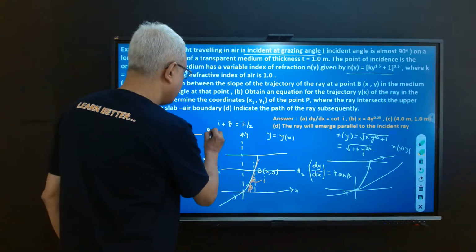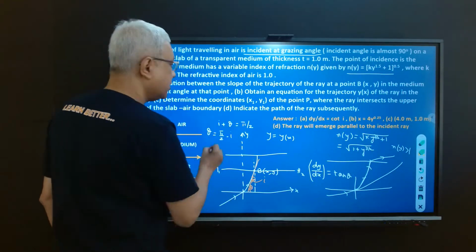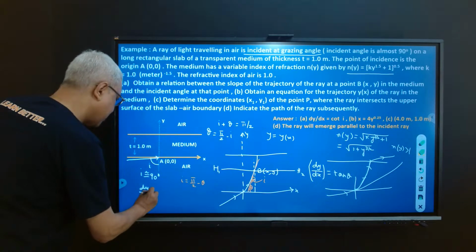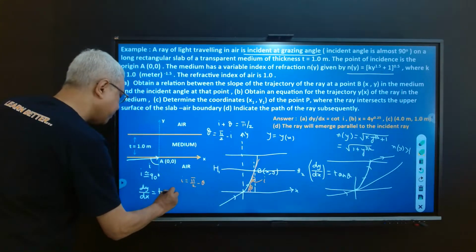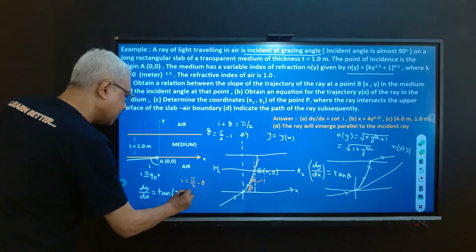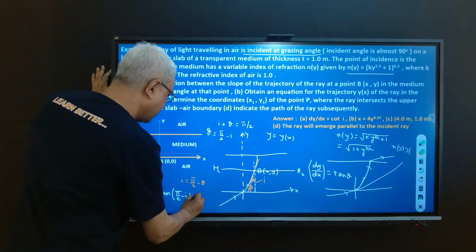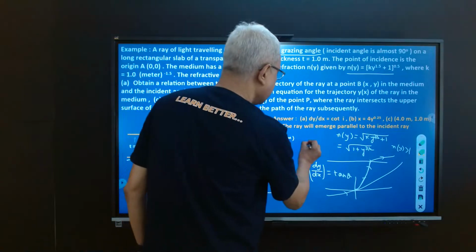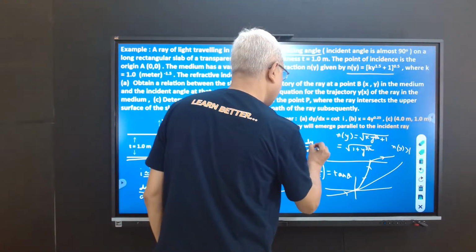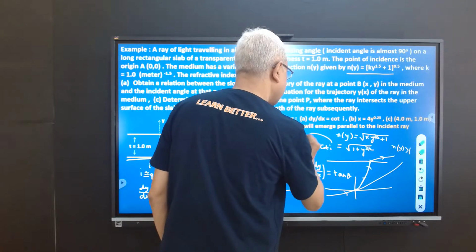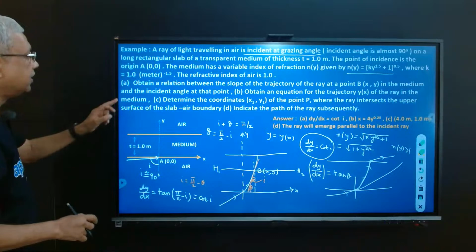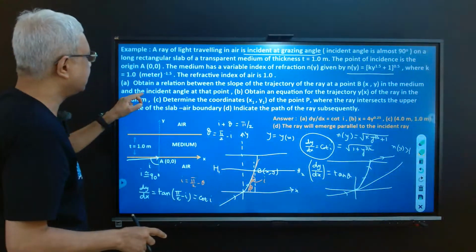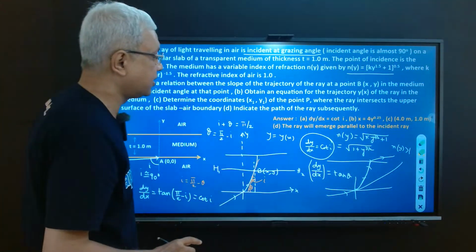Theta is equal to pi by 2 minus I, and therefore I can safely write dy/dx equal to tan of pi by 2 minus I. So this is cot I. So dy/dx equals cot I. This relation or equation gives the slope of the trajectory of the ray at a point B(x, y) in the medium and the incident angle at that point. So this is the desired relation.